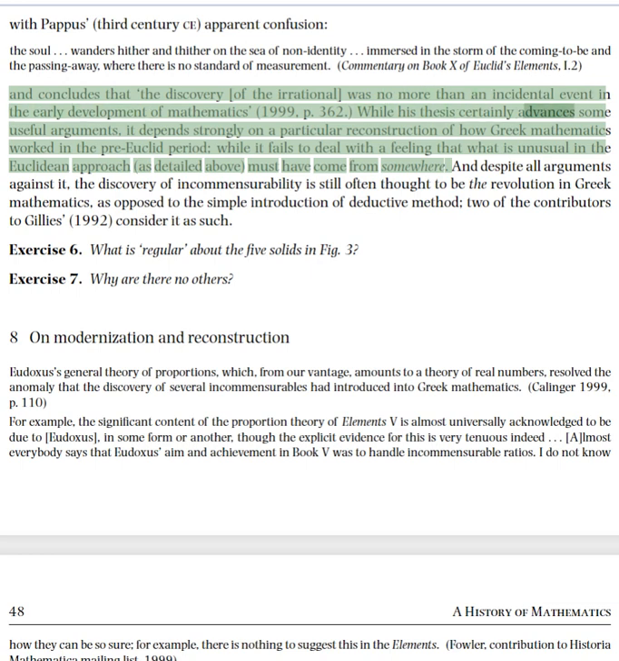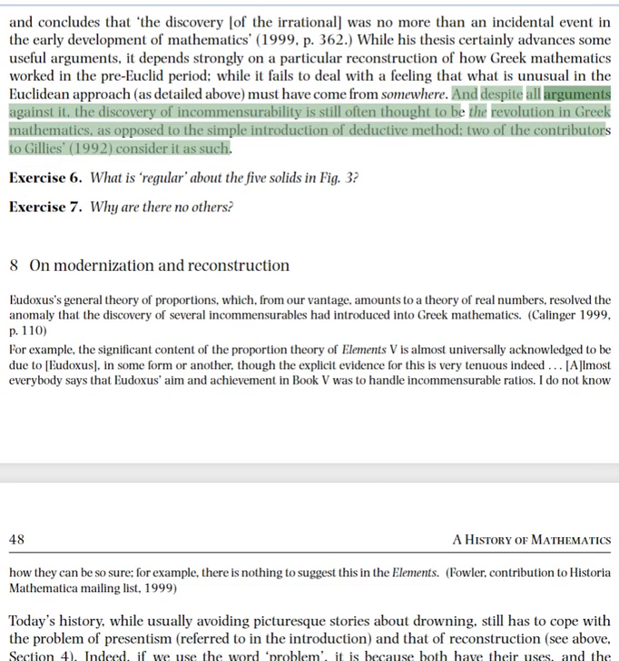While his thesis certainly advances some useful arguments, it depends strongly on a particular reconstruction of how Greek mathematics worked in the pre-Euclid period, while it fails to deal with a feeling that what is unusual in the Euclidean approach must have come from somewhere. And despite all arguments against it, the discovery of incommensurability is still often thought to be the revolution in Greek mathematics, as opposed to the simple introduction of deductive method. Two of the contributors to Gillies consider it as such.